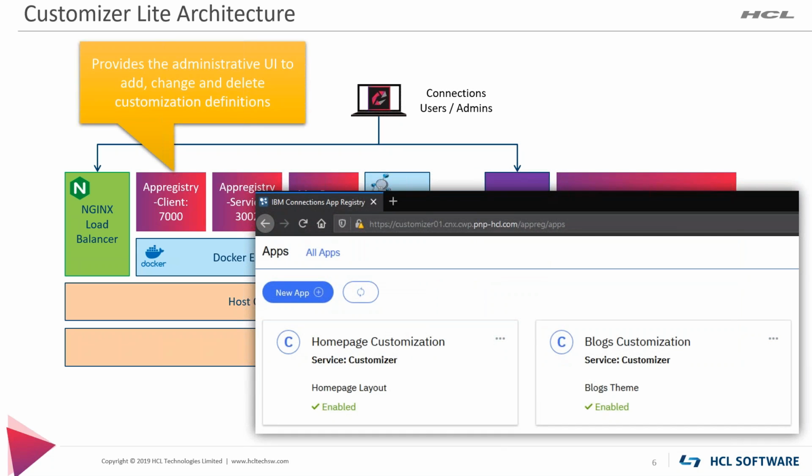The App Registry Client service provides the administrator with a user interface in which to manage the customization definitions for their Connections environment. Definitions are created, updated, enabled, disabled, and removed using this UI. The example here shows two customization definitions, both enabled, one relating to the home page and one relating to blogs.